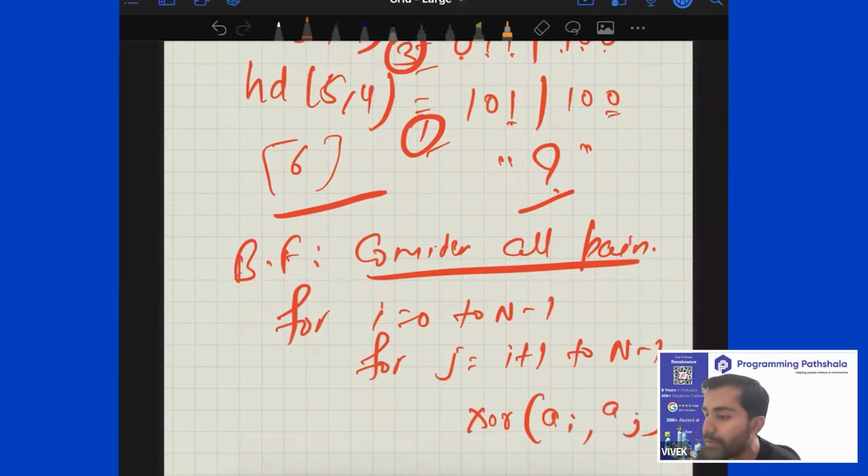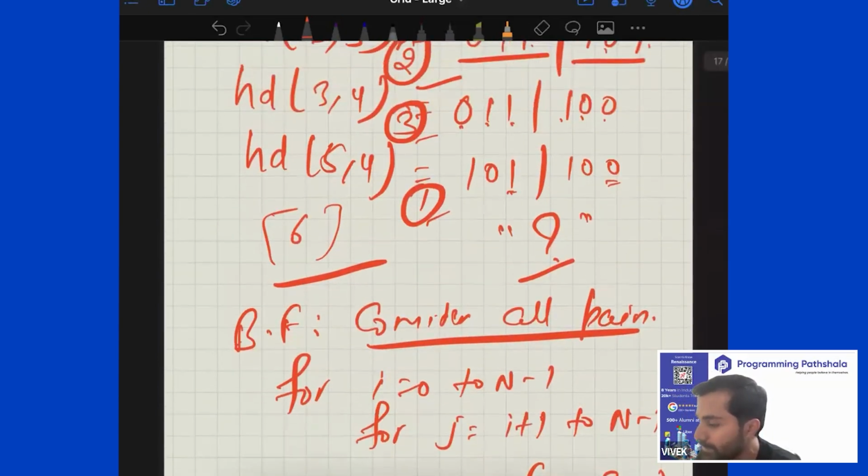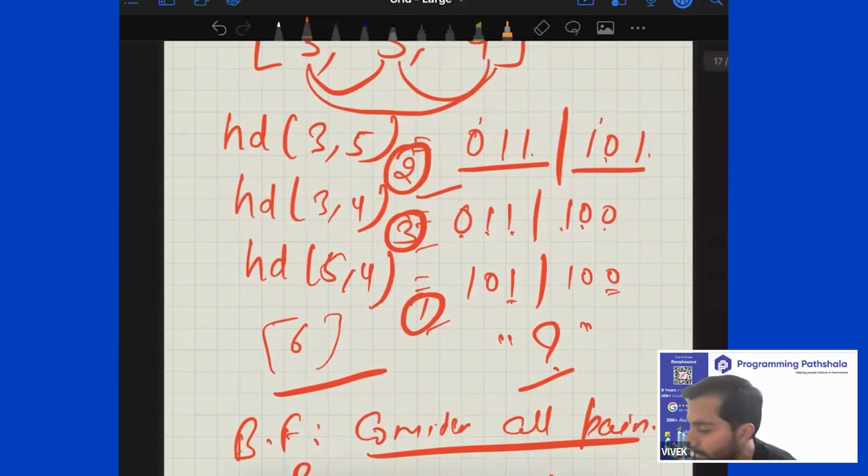After that, what will you do? You will check how many set bits are there. Very good, because as many set bits as there are, that many positions would have been different in ai and aj. Is that making sense? Yes or no? If you take the XOR of this and this, you are going to get 1, 1, 1, so there are three set bits. If you take the XOR of this and that, you are going to get 1, 1, 0, so there are two set bits.